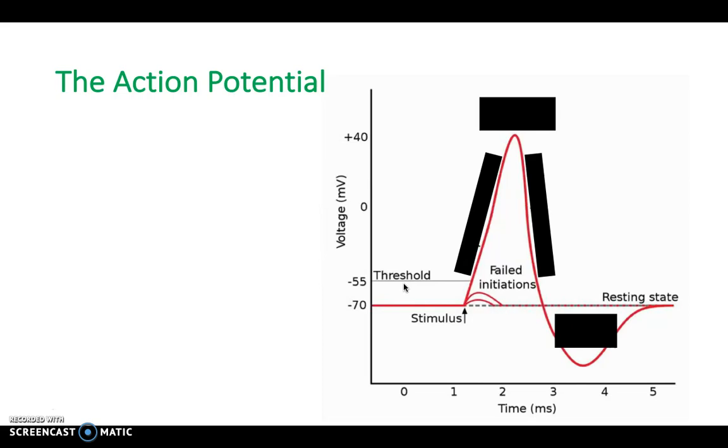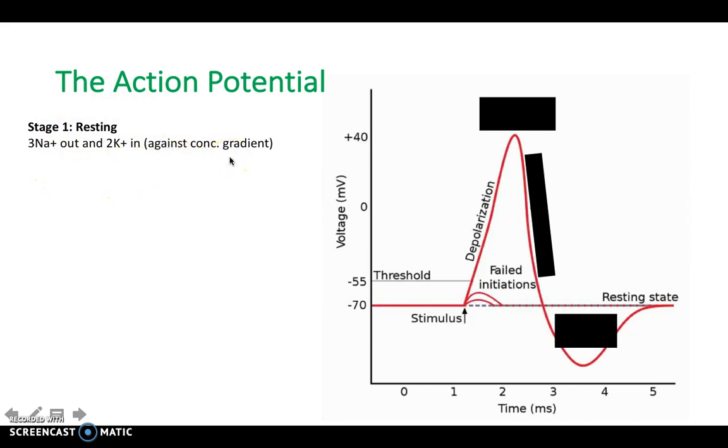So in a basic action potential, we should know that this essentially has a resting potential, and this is where you have 3 sodiums being pumped out of the cell and 2 potassiums being pumped in, and these are against the concentration gradient. So to start with, you have more sodium outside the cell and more potassium in, and they're being pumped against the concentration gradient.